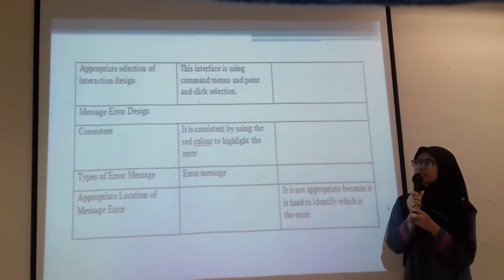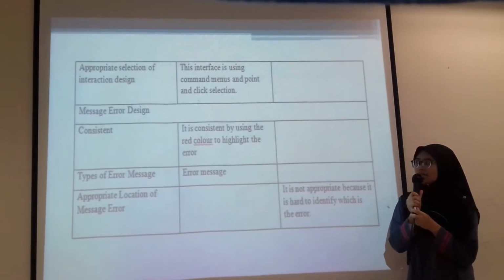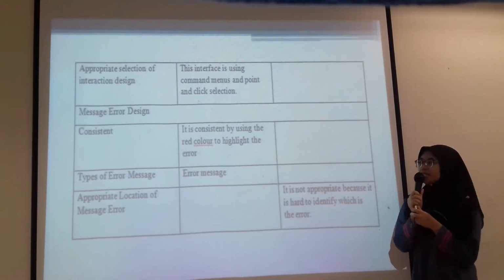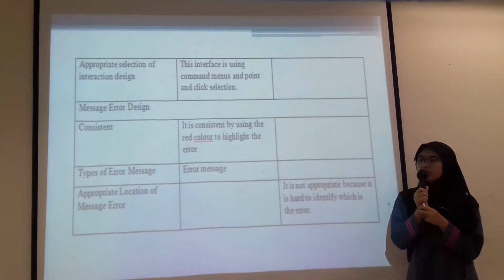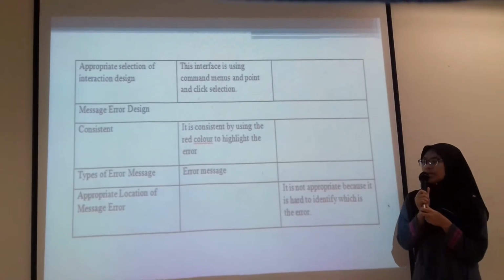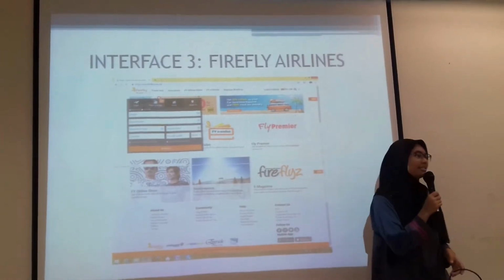After that, the message error design. It is consistent because it is using the red color to highlight the error. The type of error message is error message. Is it an appropriate location of message error? No, because it is hard to identify which is the error. Next.